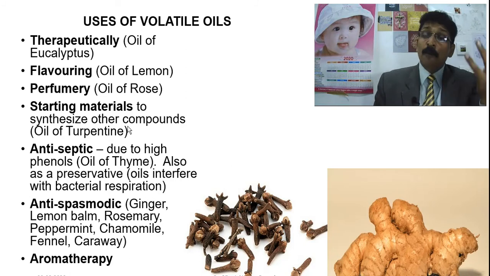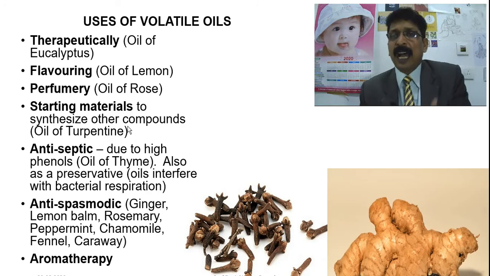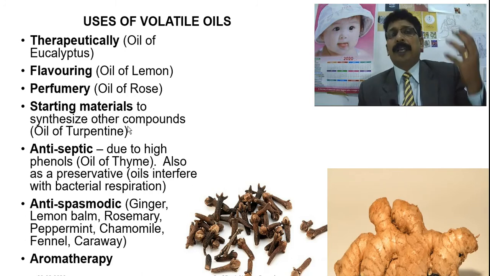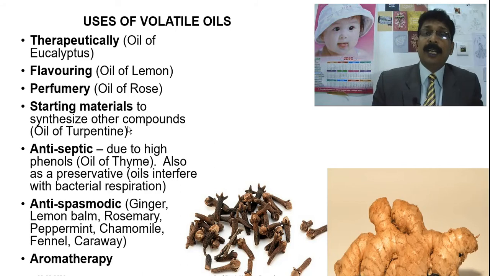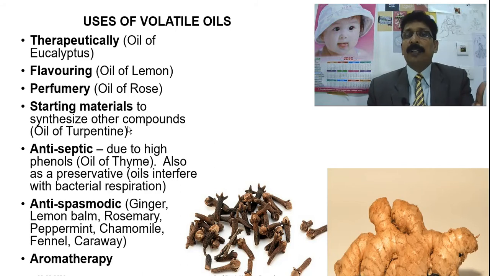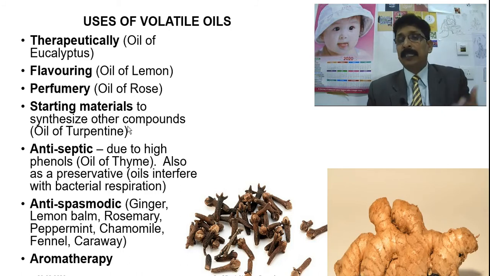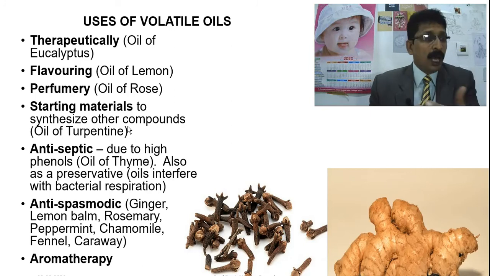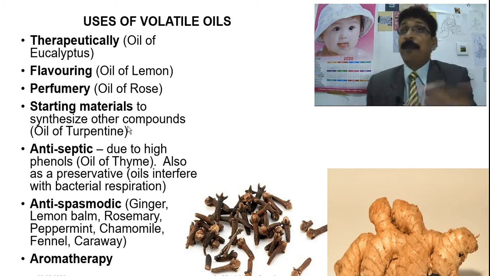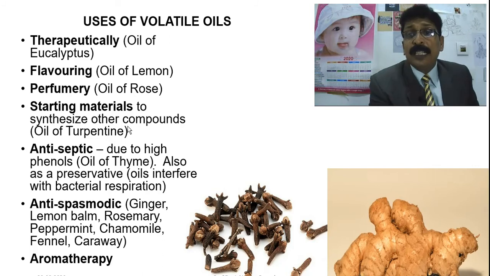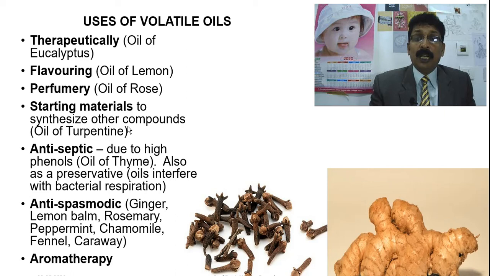And antispasmodic, pain relieving of muscle spasms can be achieved by ginger, lemon balm, rosemary, peppermint, chamomile, fennel, caraway, which are very commonly used in our food items. They also have an antispasmodic effect. Spasm is very common at home when somebody is working, and when you are doing some work you will usually get spasm. So we will find some medicine, tablets, and immediately go for using an antispasmodic. But instead of antispasmodic you can go for the natural volatile oils, which can help you.